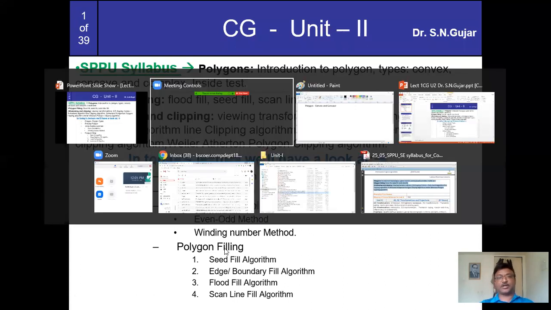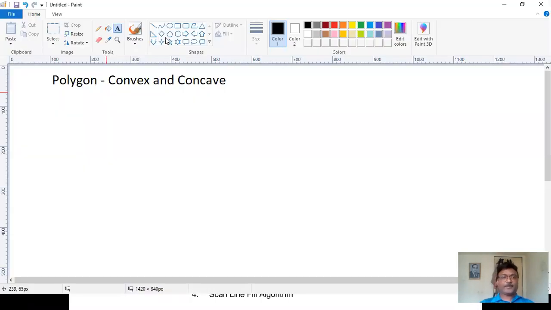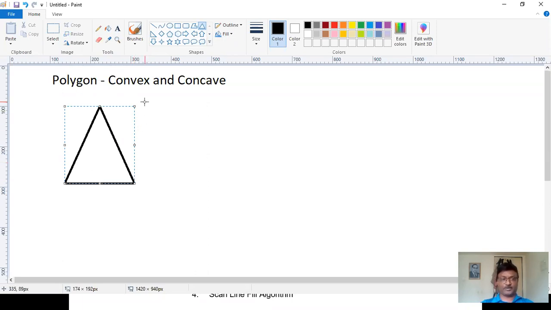Now I have to share one paintbrush screen. So what is meant by a polygon? The basic polygon is a triangle. Suppose this is my basic polygon. What is this? It is a closed figure. A polygon is a closed figure with a minimum number of sides, which is 3. So suppose I have considered this polygon having 3 sides. Again, this is a simple paintbrush I am using.